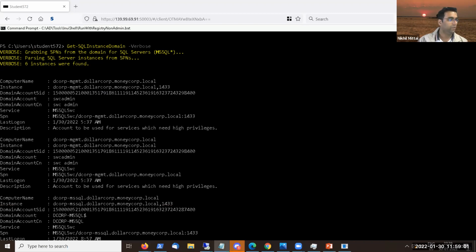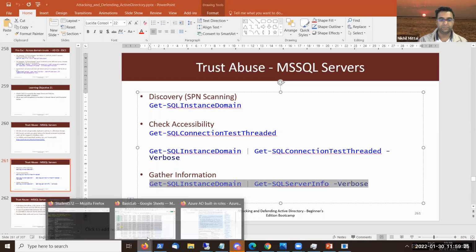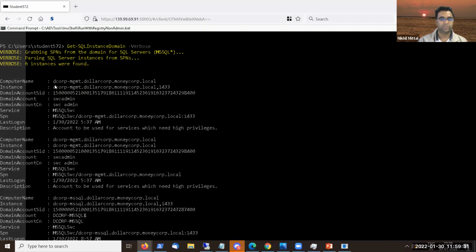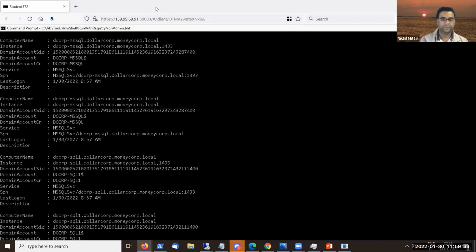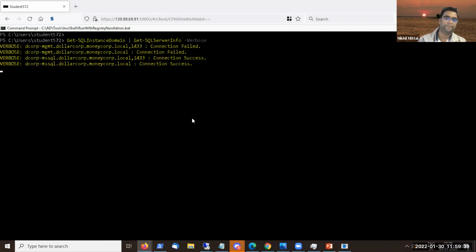All right. Now, if you want to check if you can actually reach them, we can pipe this to Get-SQLConnectionTestThreaded that goes out and connects to each and every one, or you can directly run this. If you run Get-SQLServerInfo, that goes to each instance, tries to connect to it over the network and tries to extract some information. So let's run this. Here, I run Get-SQLInstanceDomain and pipe it to Get-SQLServerInfo.